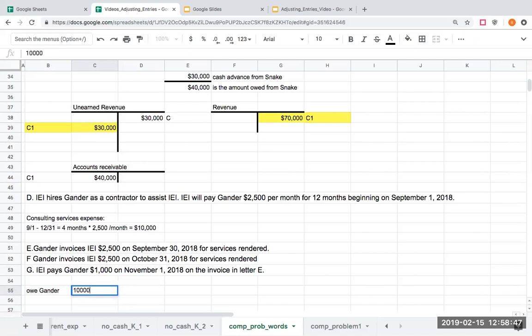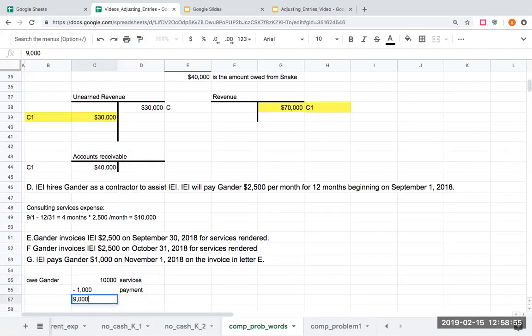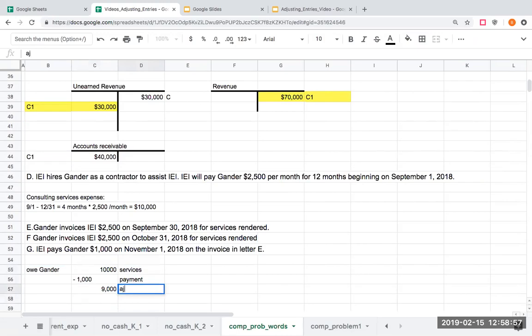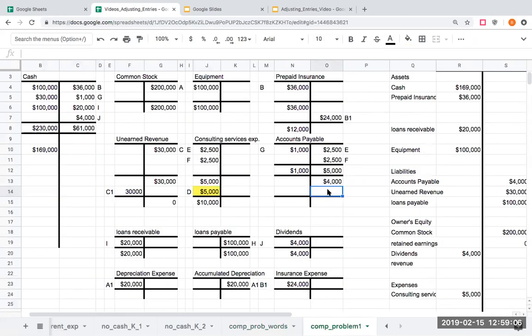Well, it's $10,000 for the services, less the $1,000 payment, and the total amount owed to Gander is going to be $9,000. So when I look over here at accounts payable, if I credit accounts payable here for $5,000, what happens with my accounts payable?